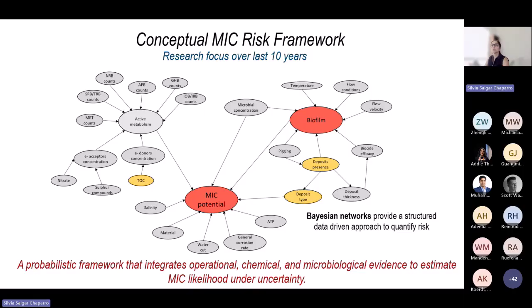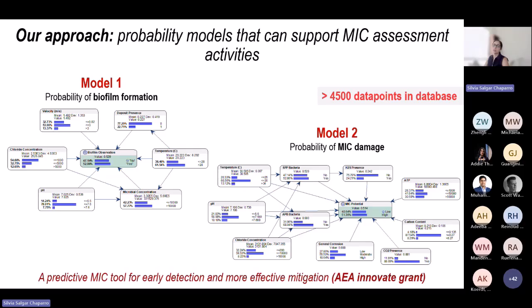So at the beginning, we developed a conceptual network of interconnection of different factors, including chemistry of the fluid, biological parameters, and also operational conditions. And then we worked over 2 years on building a database of field information from the oil and gas operators participating in the joint industry project, and also collecting information from databases publicly available on websites. So we got a database of more than 4,500 data points. With this database, we were able to train models using data scientists and artificial intelligence tools to get the probability of biofilm formation and the probability of MIC damage.